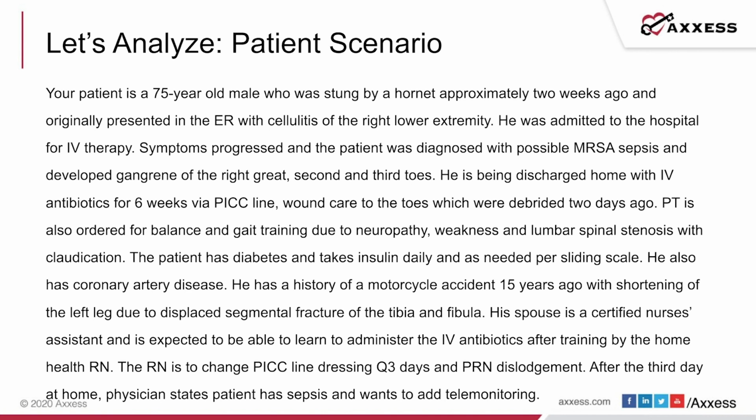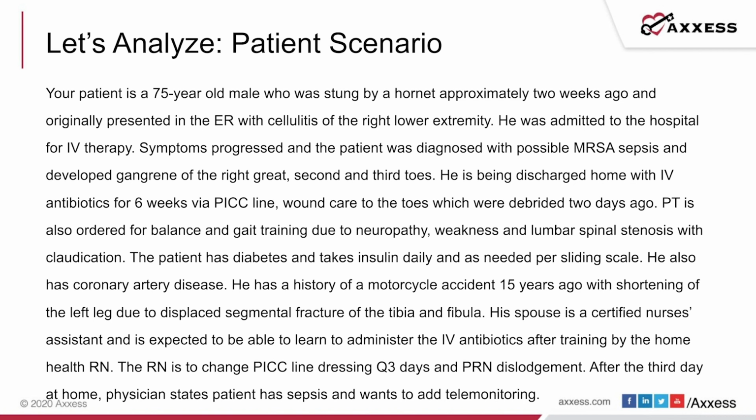He's being discharged home with IV antibiotics for 6 weeks by PICC line, wound care to the toes that were debrided 2 days ago. PT is also ordered for balance and gait training due to neuropathy, weakness, and lumbar spinal stenosis with claudication. The patient has diabetes and takes insulin daily and as needed per sliding scale. He also has coronary artery disease. He has a history of a motorcycle accident 15 years ago with shortening of the left leg due to displaced segmental fracture of the tibia fibula.